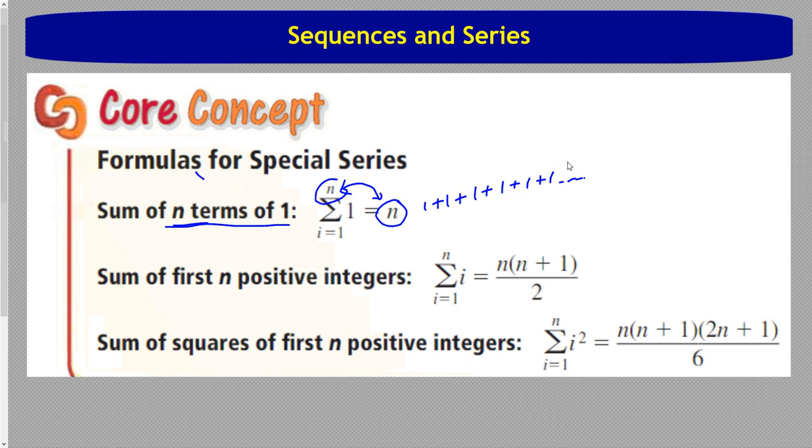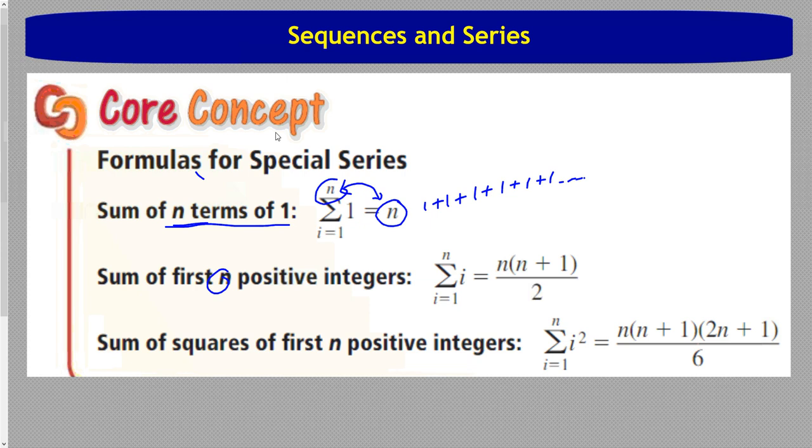Now that's super basic, but it is a series that happens. How about the sum of the first positive integers, first n, so however many this is. Now this is a little bit different. 1 plus 2 plus 3 plus 4 plus 5 plus 6 plus 7. That's a little bit more. So the rule for that is whatever this n is, n times n plus 1 divided by 2.